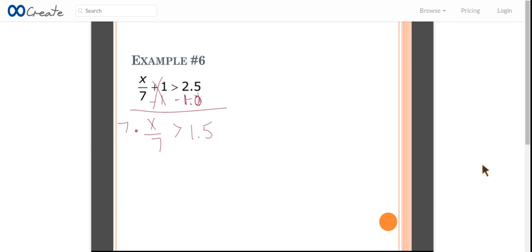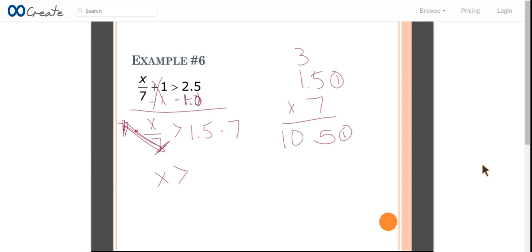If I multiply both sides by 7, that'll cancel out and give me my coefficient of 1. It's positive, so my sign stays the same. And 1.5 times 7: 5 times 7 is 35, carry my 3. 1 times 7 is 7, plus 3 is 10. There's one number behind the decimal, so that leaves me with 10.5. So x needs to be bigger than 10.5.